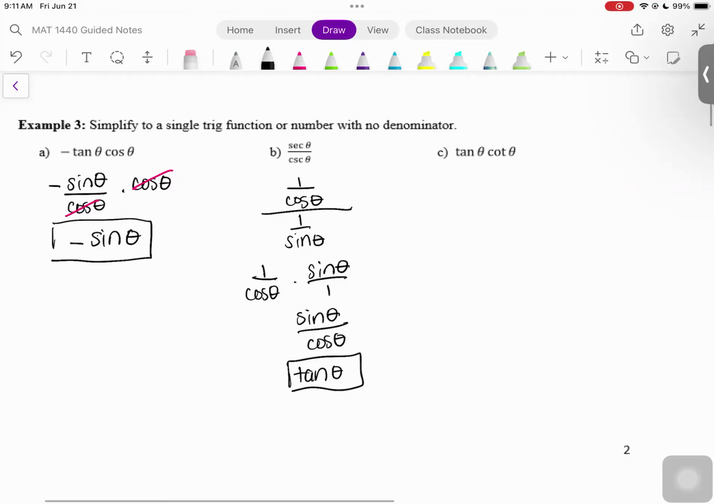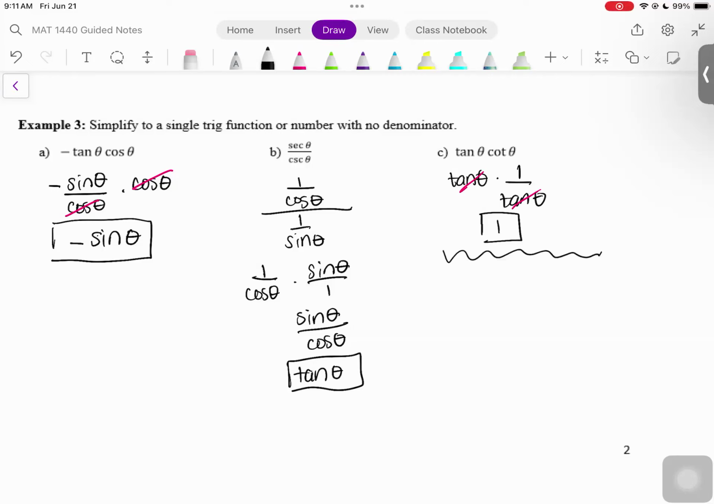Tangent theta times cotangent of theta. Cotangent theta is the reciprocal of tangent theta, so it's 1 over tangent of theta. The factors of tangent theta cancel out. This simplifies to 1.